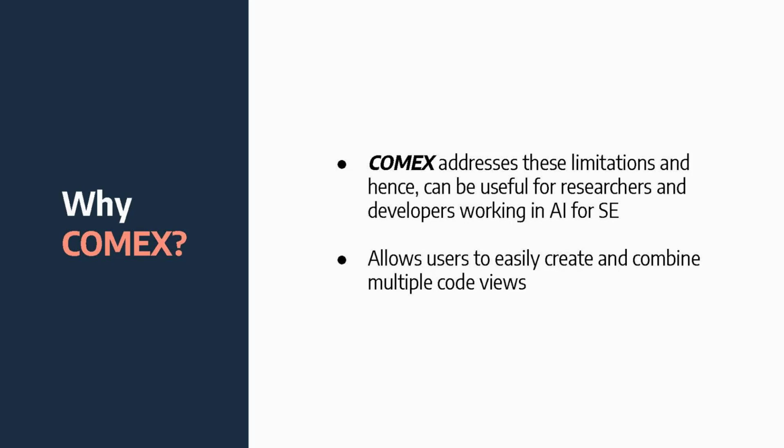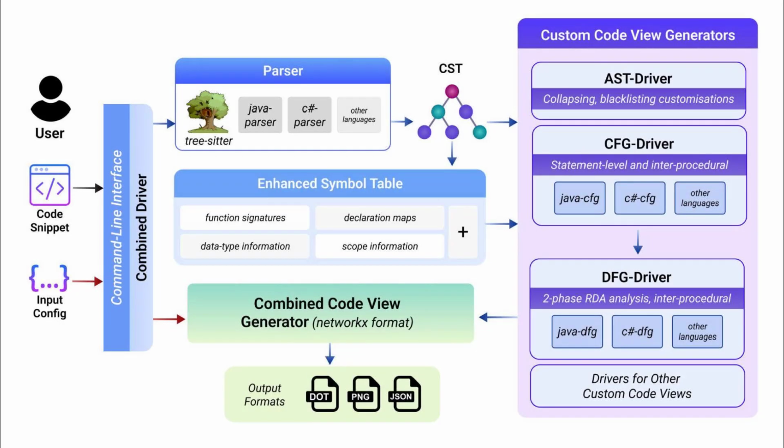COMEX allows users to easily create and combine multiple code views together. It takes as input a code snippet and configuration, specifying the customizations and the code views to be combined. The basic parsing is done using TreeSitter, which supports over 40 popular languages. It outputs a concrete syntax tree, which COMEX uses to build an enhanced symbol table with type information, scope information, and other required artifacts. This is followed by further static analysis to generate the AST, CFG, and DFG as required.